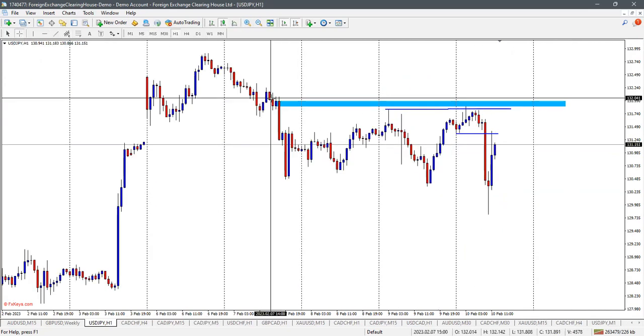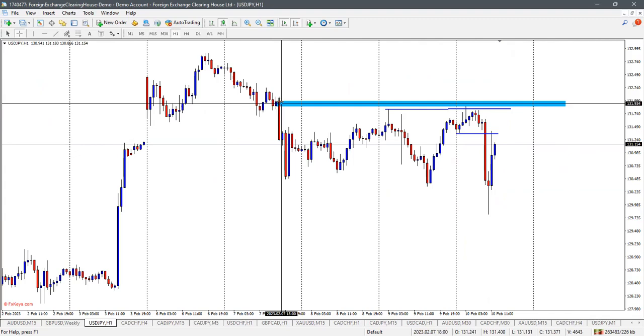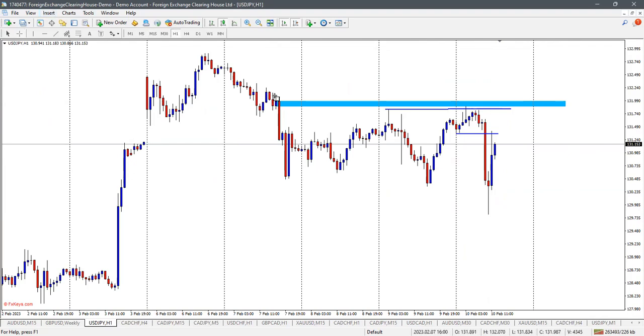My only issue with it is these highs here. If I hover over the first high, we have 132070. The second high is 132065. So not exactly equal highs. Graphically, it does look like it.